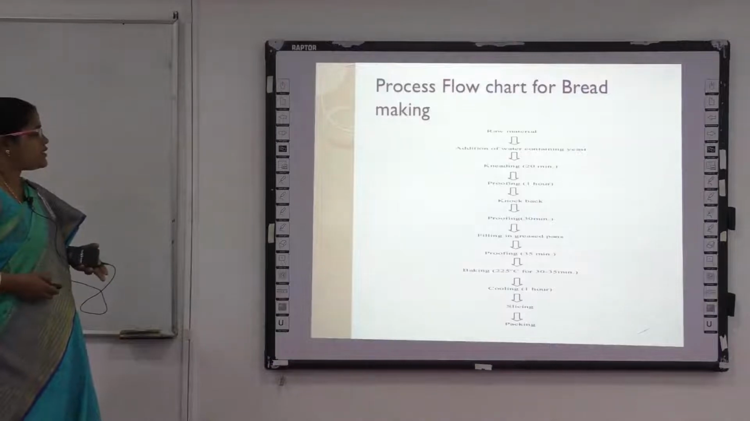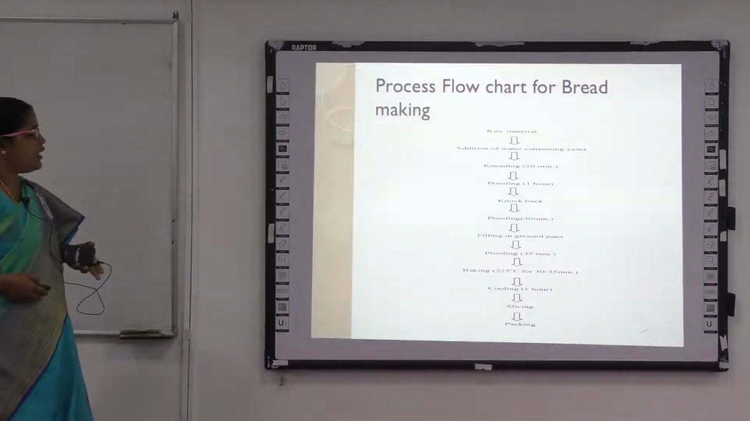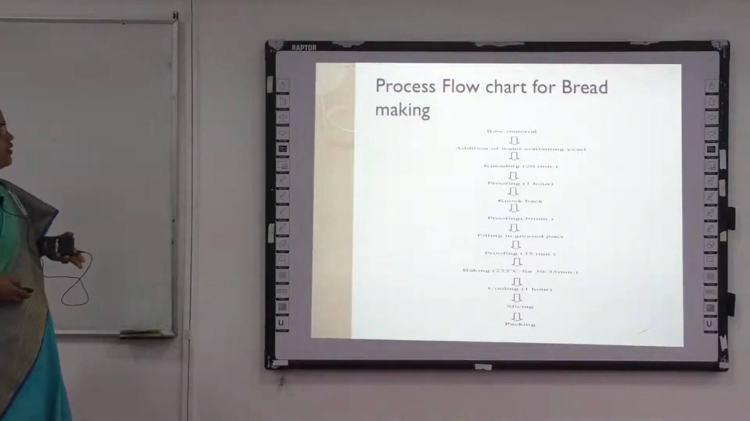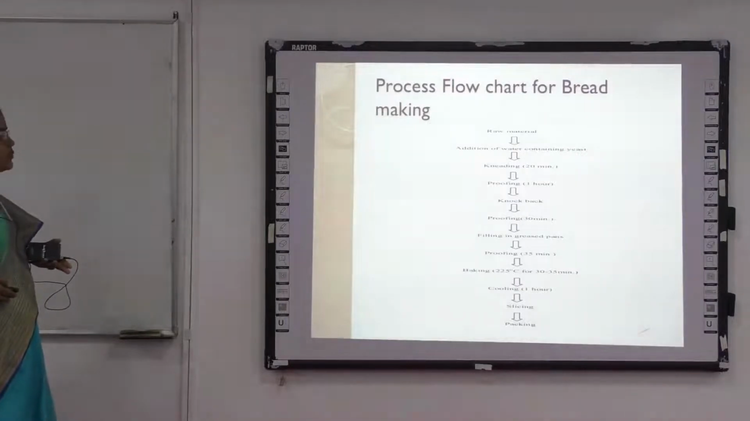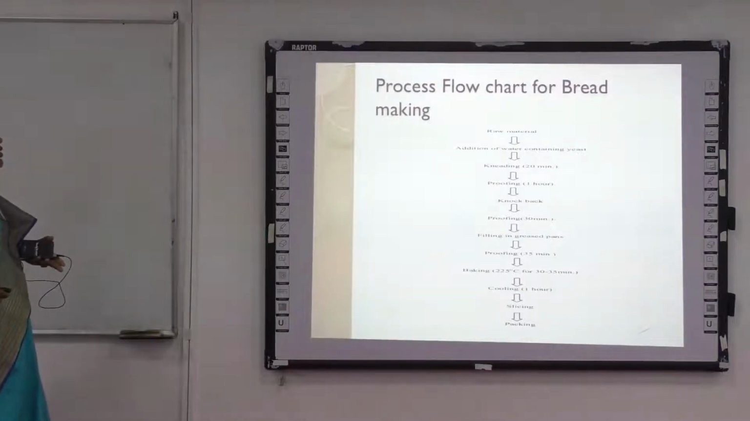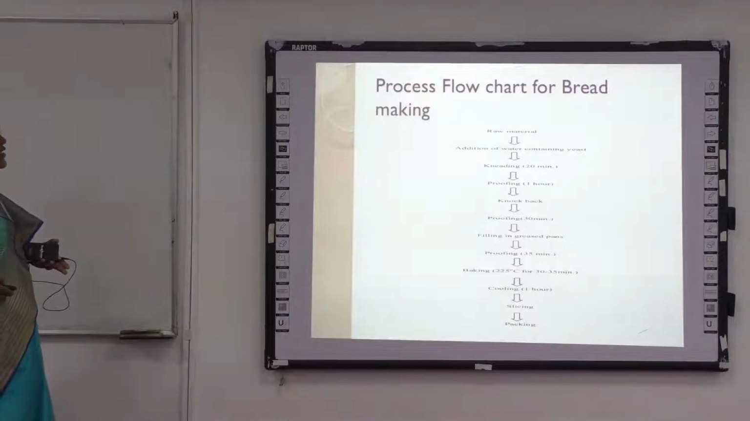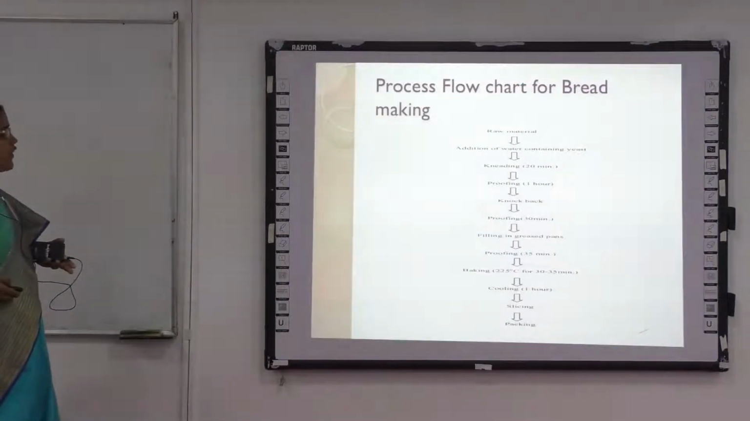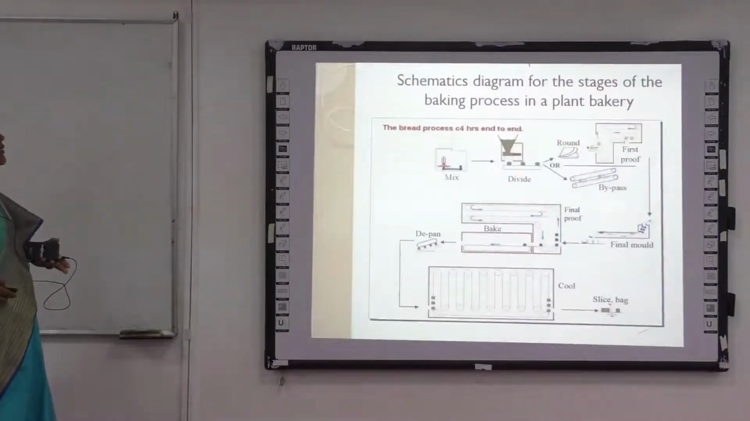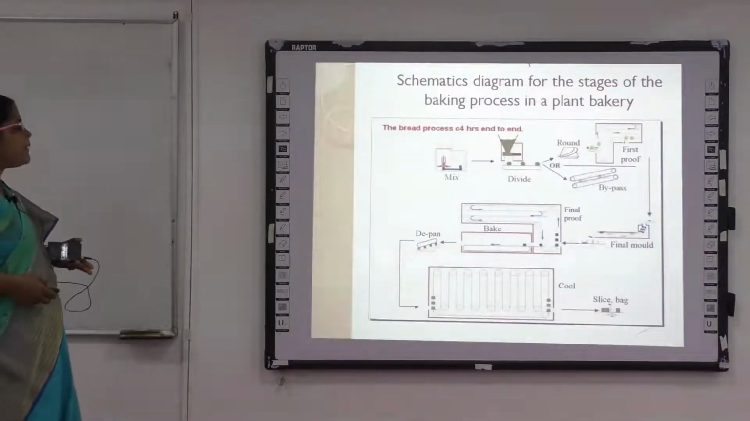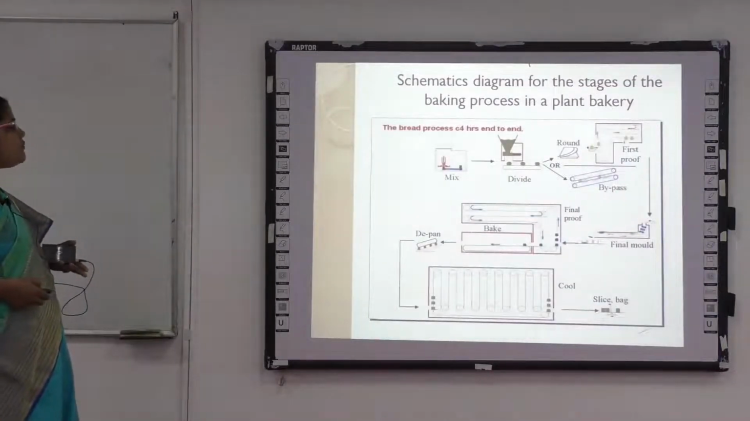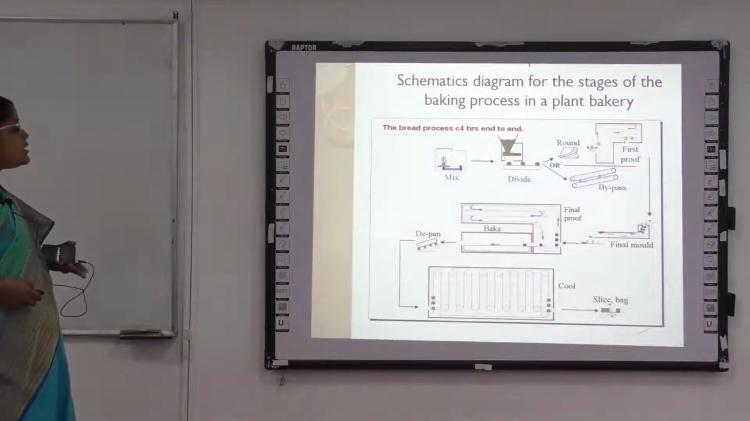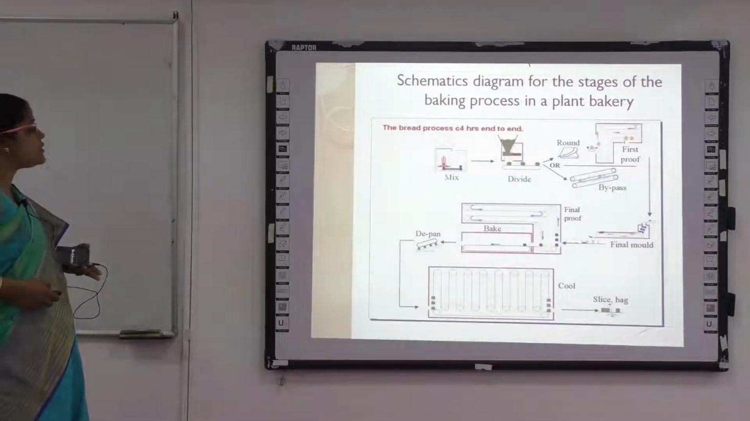The oven temperature should be around 225 degrees Celsius and the baking needs to be done for 30 to 35 minutes. During this period, the heat should be distributed uniformly from all the sides.